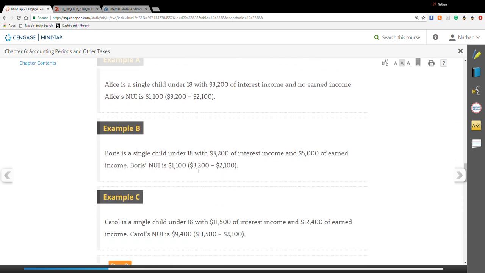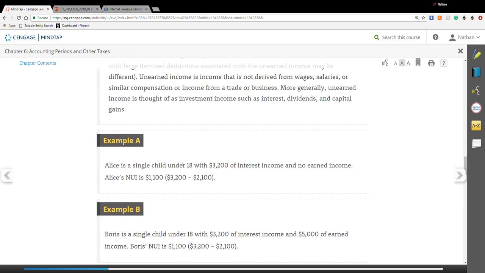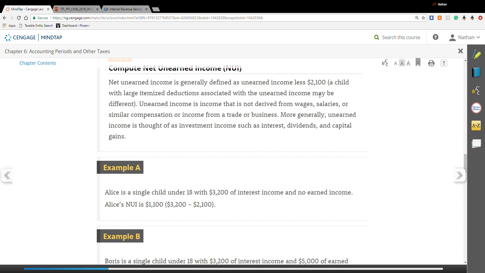So here are our examples again. Alice is a single child under 18 with 3,200 of interest income and no earned income. Her net unearned income, NUI, is 1,100. Again, that's the 3,200 minus the 2,100. So always take 2,100 away. Usually helps. Okay? Again, it's anything that exceeds the 2,100.